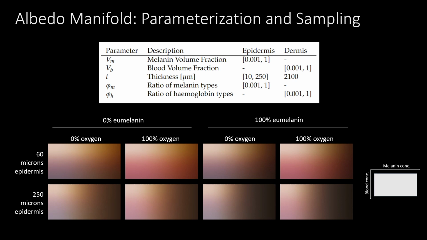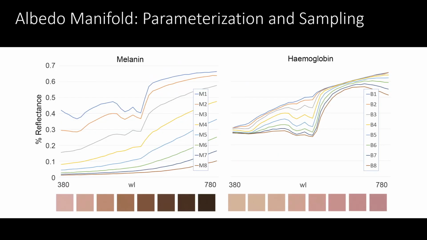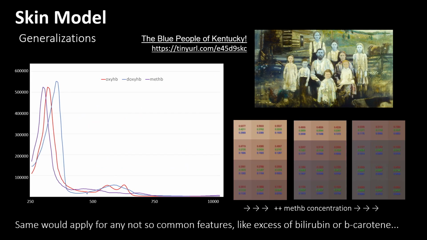Melanin and hemoglobin are respectively selected cubically and quartically, and this is done to better adjust to their nonlinear effect on the albedo, as we can see in these plots we showed previously. Epidermal thickness, melanin type ratio, and hemoglobin type ratio are treated uniformly. Of course, we aim for minimal skin parameterization, but expressive enough to handle most skin types.